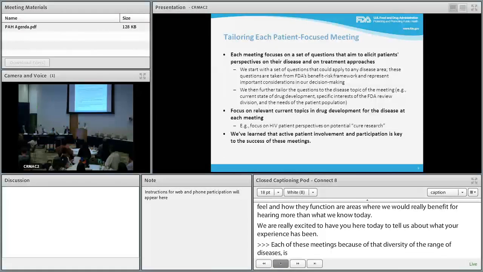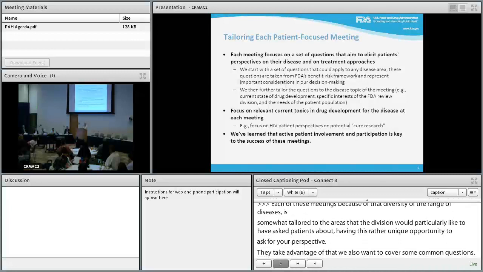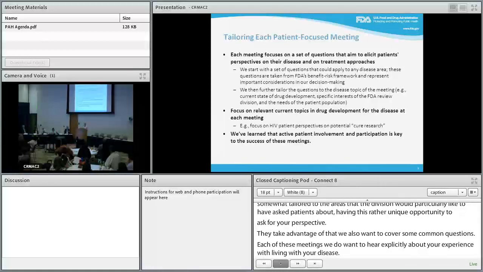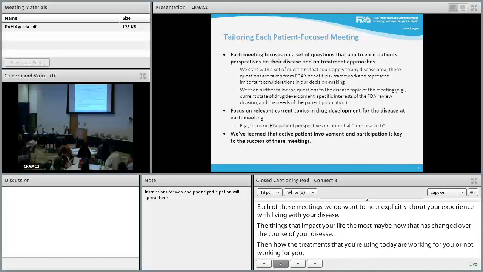They take advantage of that. And yet we also want to cover some common questions. In each of these meetings, we do want to hear explicitly about your experience with living with your disease, the things that impact your life the most, maybe how that has changed over the course of your disease, and then how the treatments that you're using today are working for you or not working for you. And so we understand just how well or not well those treatments meet your needs.